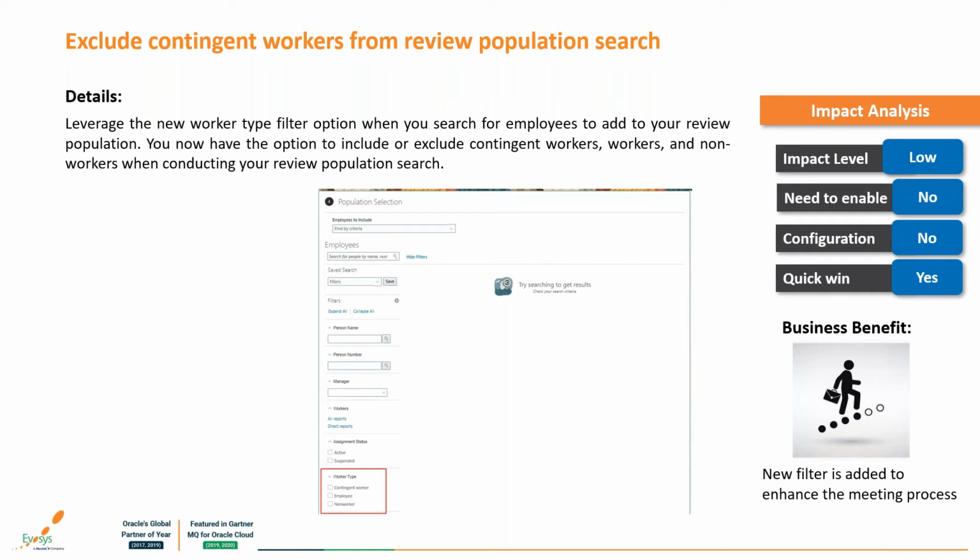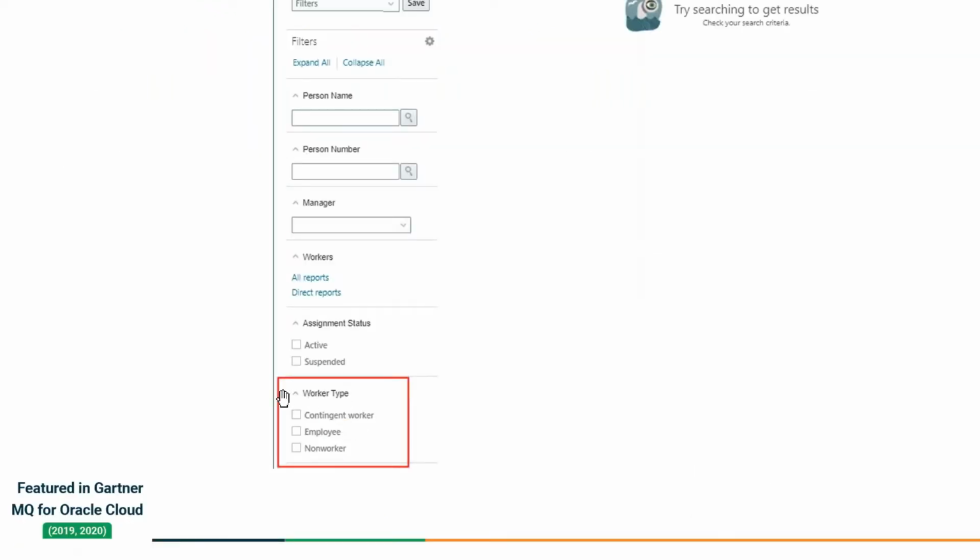When creating or editing a talent review meeting as an HR specialist, you can filter the review population to show or hide the contingent workers. You now have the option to include or exclude the contingent workers, the non-workers, when conducting your review population search. In this picture, you can see this is the worker type filter that is added, in which you can add contingent workers, employee or non-worker.